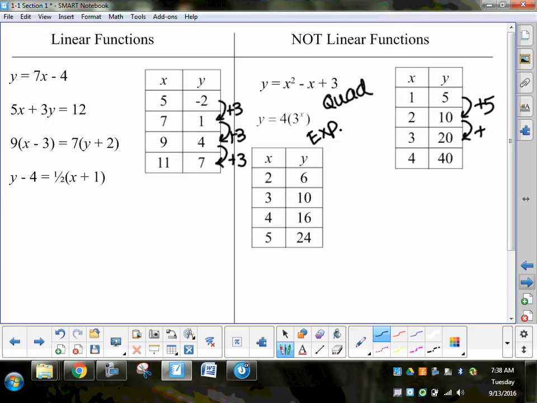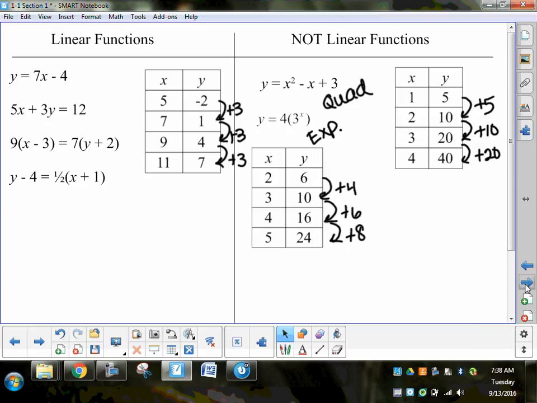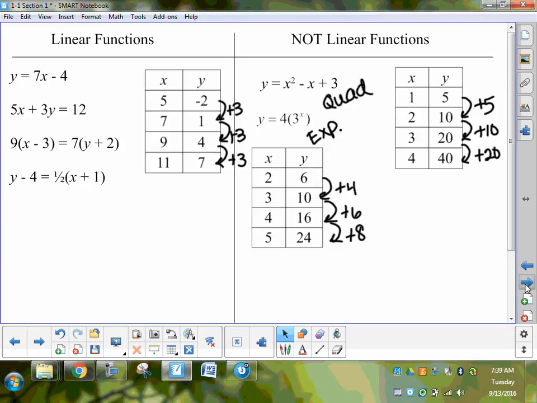And notice as I go from here, I went up by 5. Here I went up by 10. Here I went up by 20. Same thing here. I go up by 4. I go up by 6. I go up by 8. These are not examples of linear functions. And in a linear function, the rate of change is constant. Questions on that?